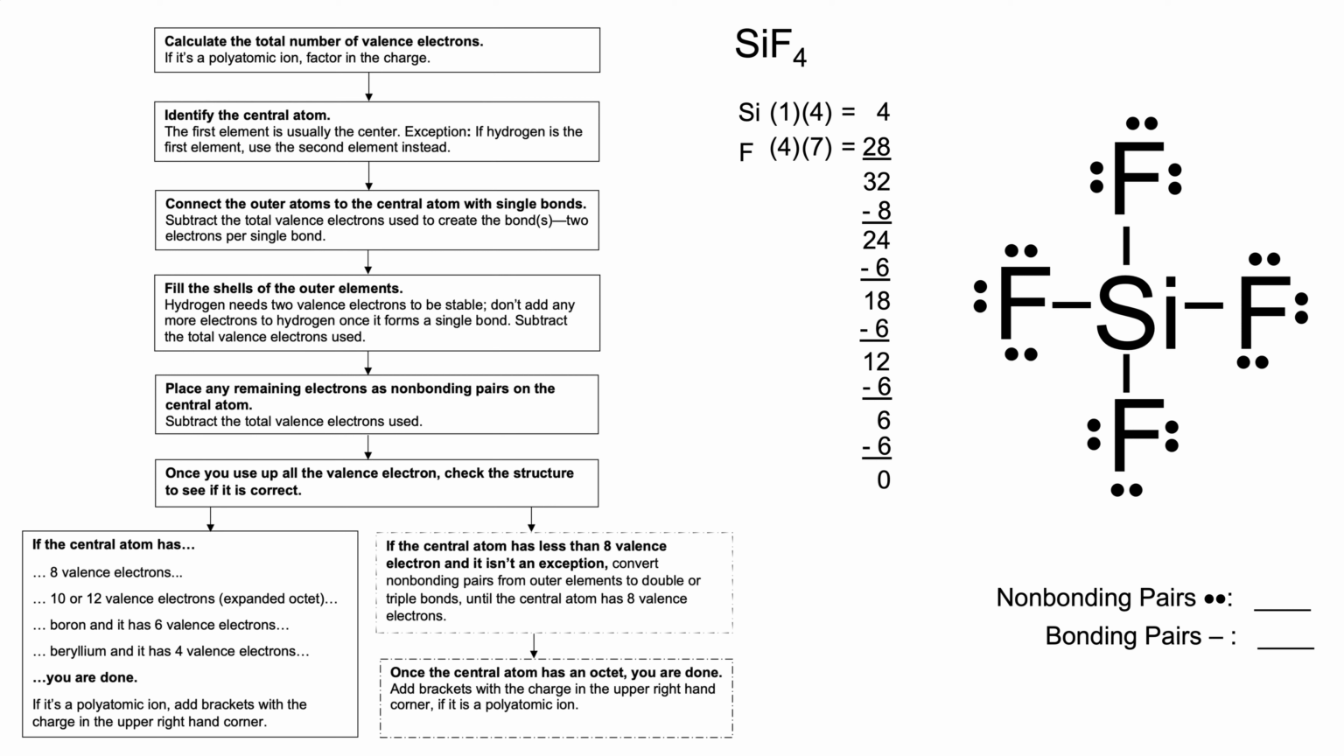electrons, so I'm done. There's a total of 12 non-bonding pairs and 4 bonding pairs in this structure. When I add those two numbers together, 12 plus 4 gives me 16. 16 times 2 gives me 32. It matches how many valence electrons I needed in the Lewis structure.